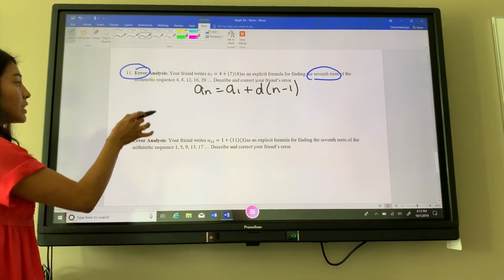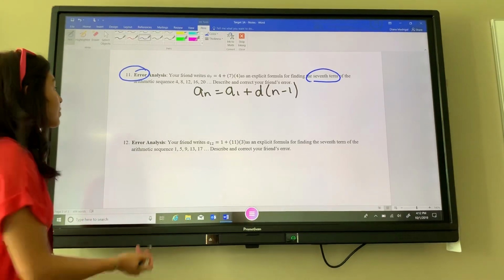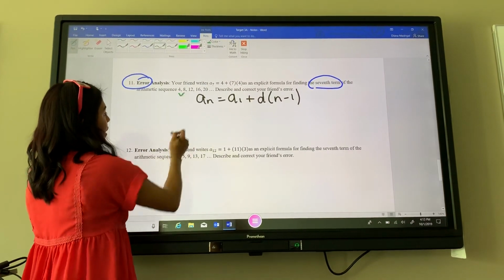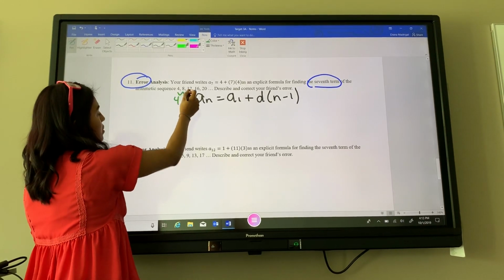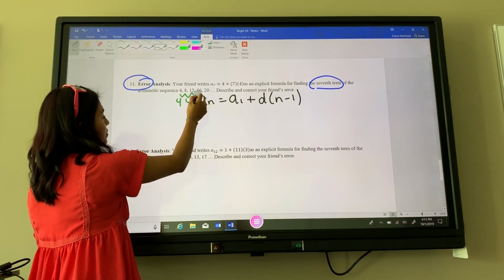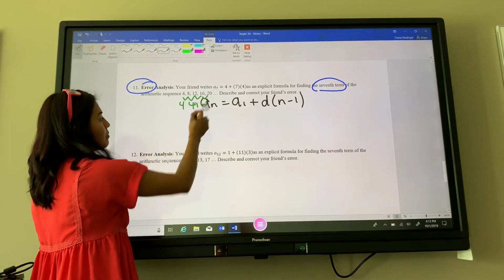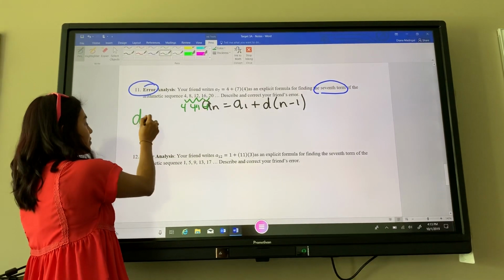Alright, so they give you the sequence. To find the common difference, you need to see how much I am going by. Well, 4 to 8, I'm going by 4. 8 to 12, I'm going by 4. 12 to 16, I'm going by 4. And 16 to 20, I'm going by 4. That means that my common difference is 4.